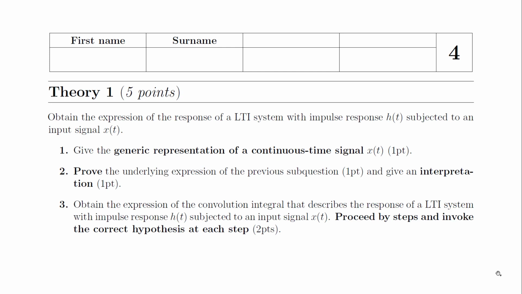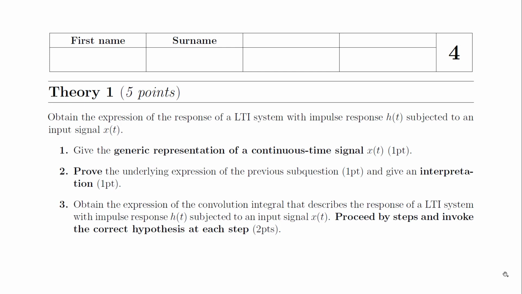Here's the first theory question. You have to obtain the expression of the response of an LTI system, so linear time invariant, and this system has an impulse response h of t and it is subjected to an input signal x of t. As you can see, I've split the question in 3 parts in order to guide you and to obtain the correct answer. In bullet point 1, you have to give the generic representation of a continuous time signal x of t, and then in bullet point 2, you have to prove the underlying expression and give an interpretation.